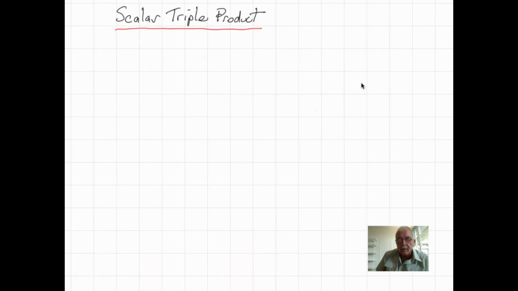We've already come across the scalar triple product. It looks a little bit like this. We've got A dot B cross C. So three vectors, and the scalar triple product of those three vectors is A dot product B cross C.